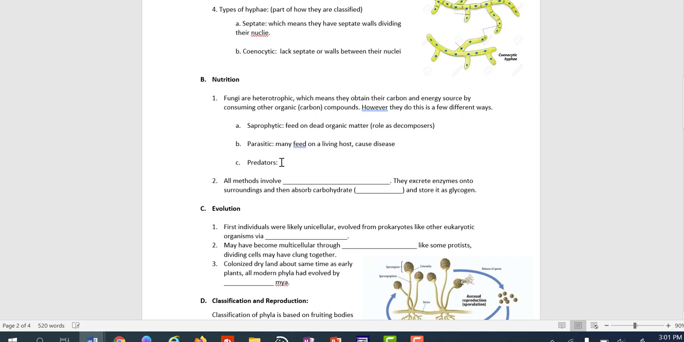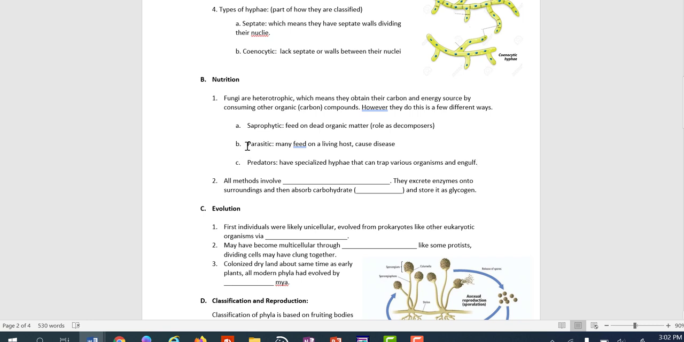And some of them are predators. As predators, they literally have specialized hyphae that can trap various organisms, from insects to bacteria, etc., and engulf.